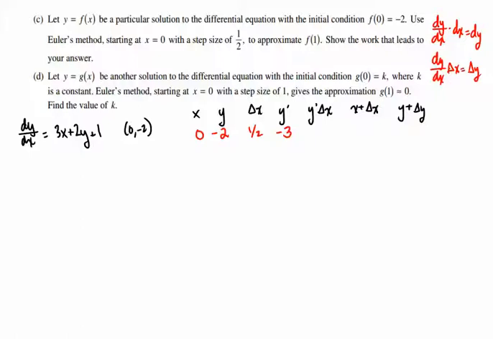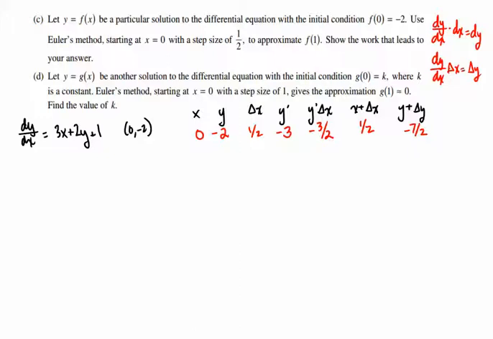Now we multiply that by the change in x, so we get our delta y, which is y prime times delta x, is negative 3/2. And we're ready to construct our new x value, which is x plus delta x, 1/2. Our new y value, which is y plus delta y, which is negative 2 minus 3/2, or negative 4/2 minus 3/2, which is negative 7/2.